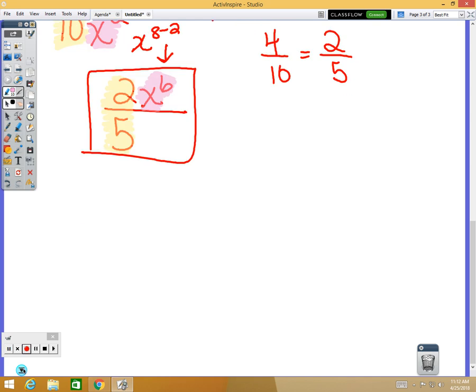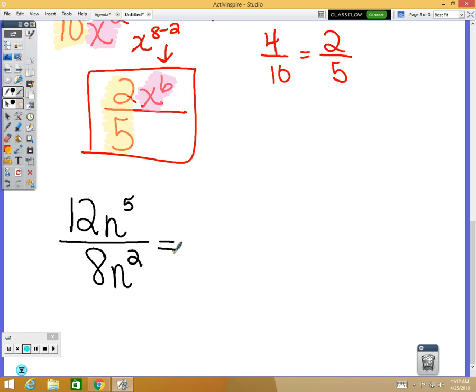We want to do the same steps even if our fraction is going to give us an improper fraction. For instance, if we had 12 n to the 5th over 8 n to the 2nd power, we can see that it's an improper fraction given to us. We want to leave it improper. Do not write mixed numbers. So no mixed numbers. Leave it improper.